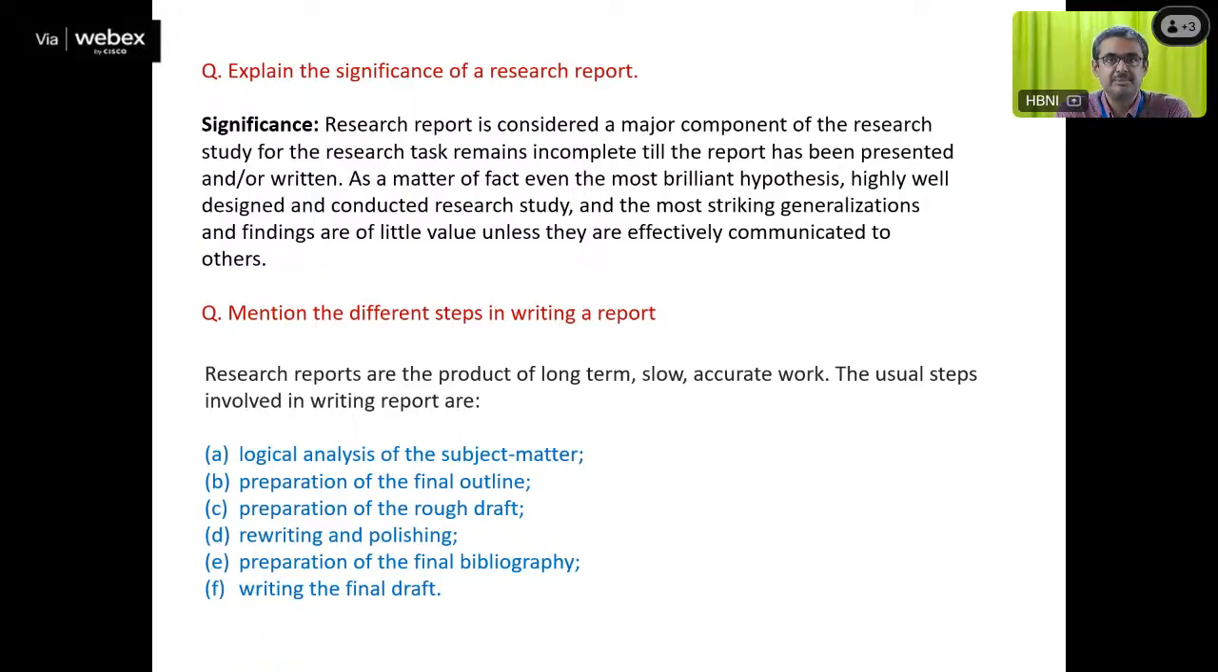Mention the different steps in writing a report. What are those steps? Logical analysis of the subject matter, preparation of the final outline, preparation of the rough draft, rewriting and polishing, preparation of the final bibliography, and writing the final draft. So the final draft is the one which you will circulate for communication to others, right?